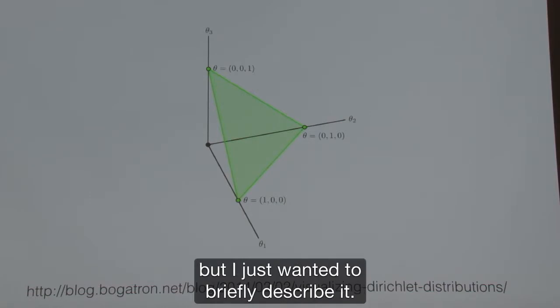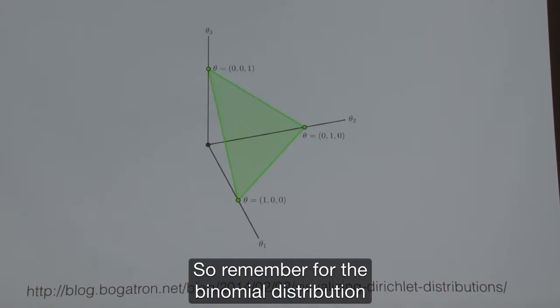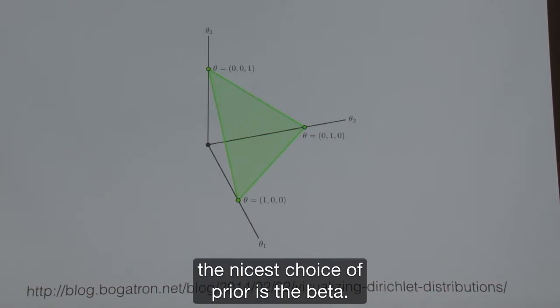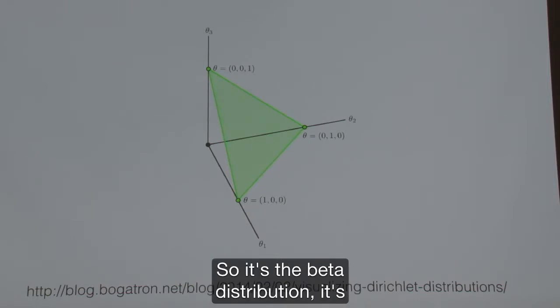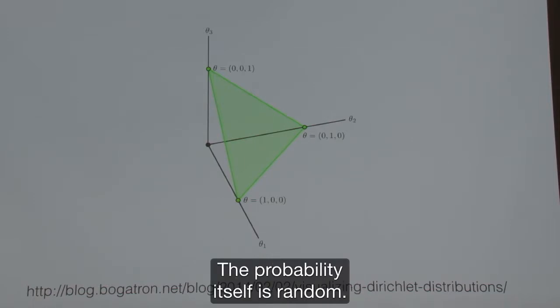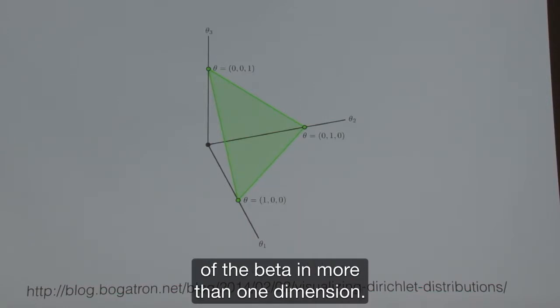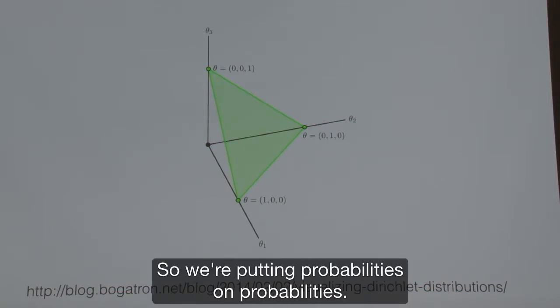We have talked about the beta distribution. So remember, for the binomial distribution, the nicest choice of prior is the beta. So it's the beta distribution, it's a distribution for a probability, right? The probability itself is random. And the Dirichlet is just the analog of the beta in more than one dimension. So we're putting probabilities on probabilities.